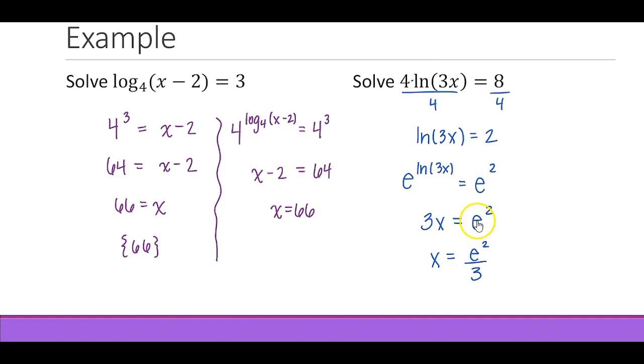So if I plug in e squared over 3, the 3's will cancel. I end up with just e squared on the inside, which is a positive number. So this is fine. This is my answer, e squared over 3, or I can think about it as 1/3 e squared. So here I just want to point out that we are again exponentiating both sides. We don't want to say we're multiplying both sides by e. We are putting the natural log of 3x in the exponent of e, and we're putting 2 in the exponent of e so we can apply our log properties.